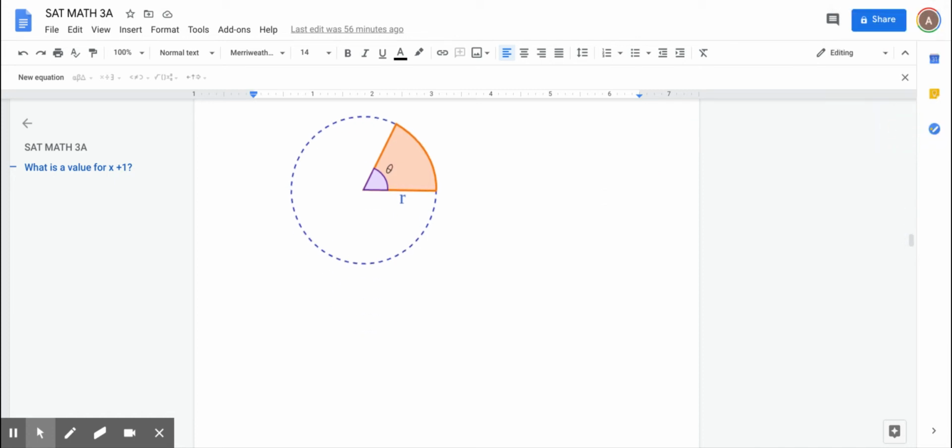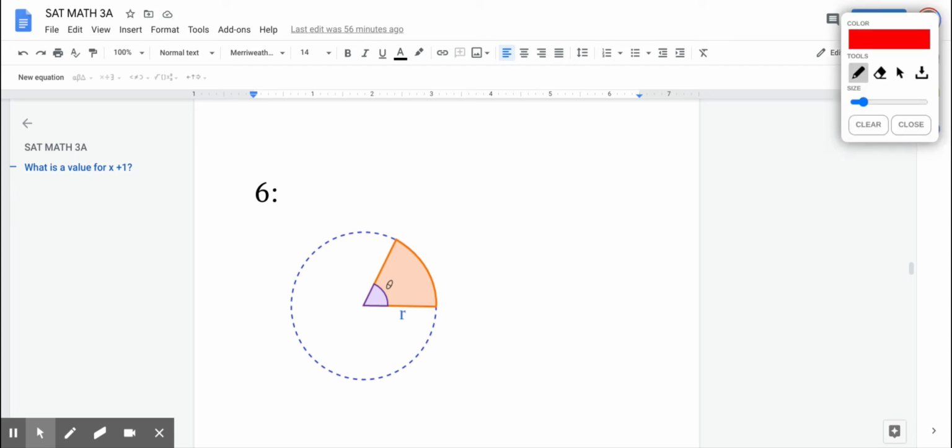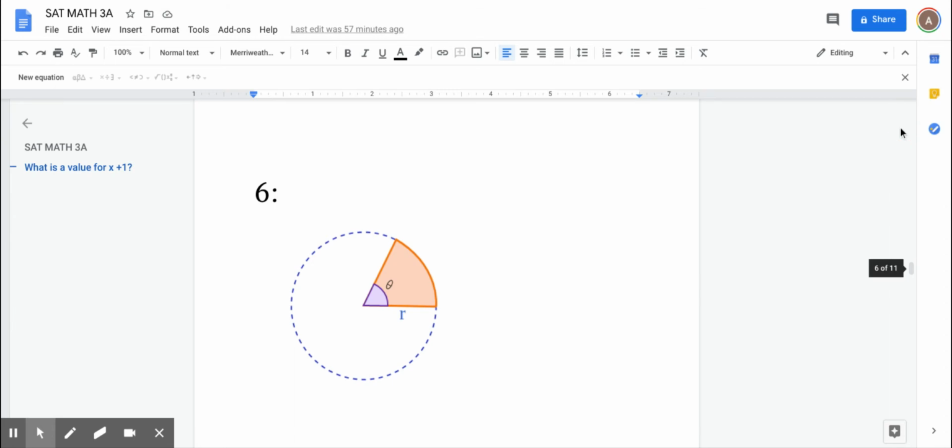Close that out. So now let's say what happens if I already gave you the area. Let's say this area was already 50 units squared. And let's say the radius was 8. So clear that. Let's close that out for a minute.